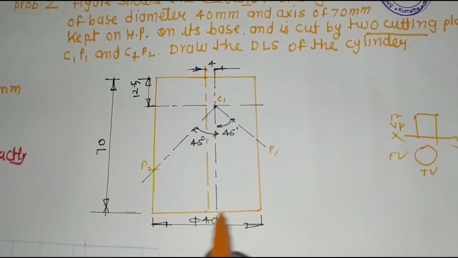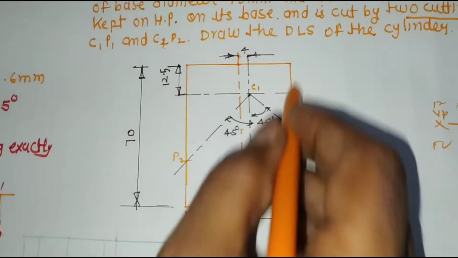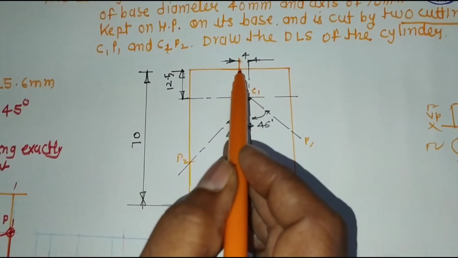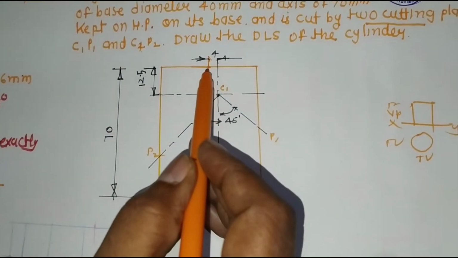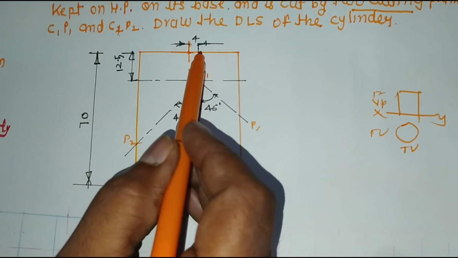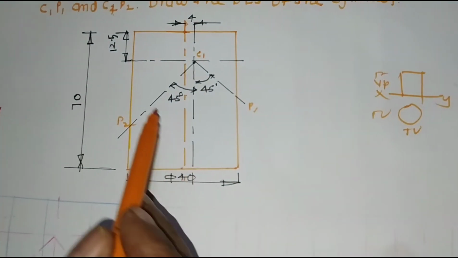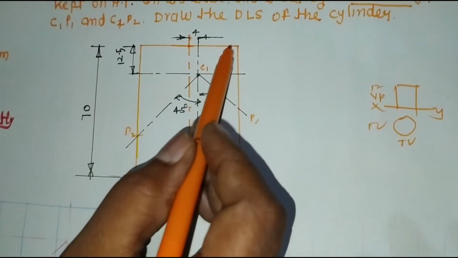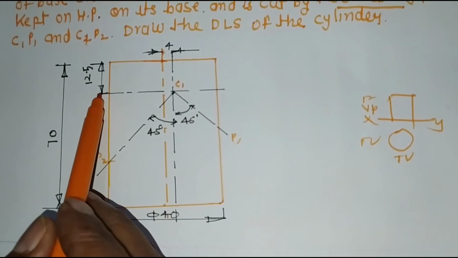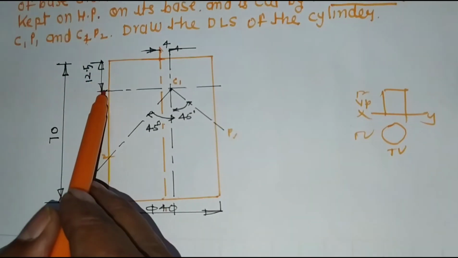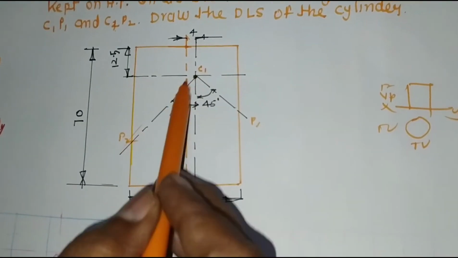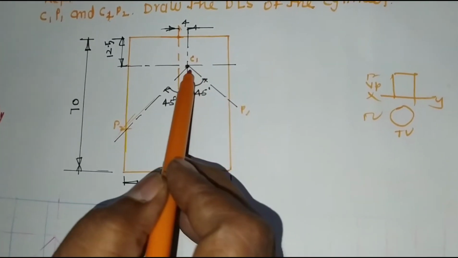Now they have given the front view, that is a rectangle, where the cutting plane is acting from the center. This is the central line of the cylinder, and the plane is 4 mm eccentric, at some distance from the axis. This is horizontal 4 mm. I have drawn the vertical line. This is the top face of the cylinder. From the top face, at a distance of 12.5 mm, these cutting planes act on either side of the cylinder. Either side, not one side.